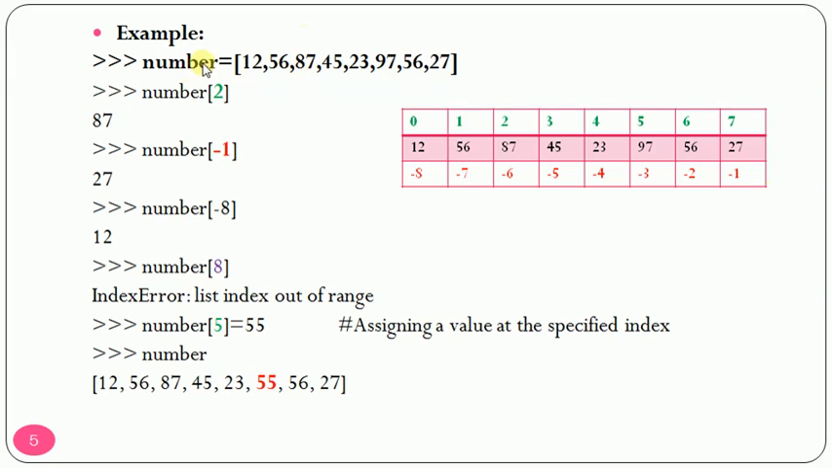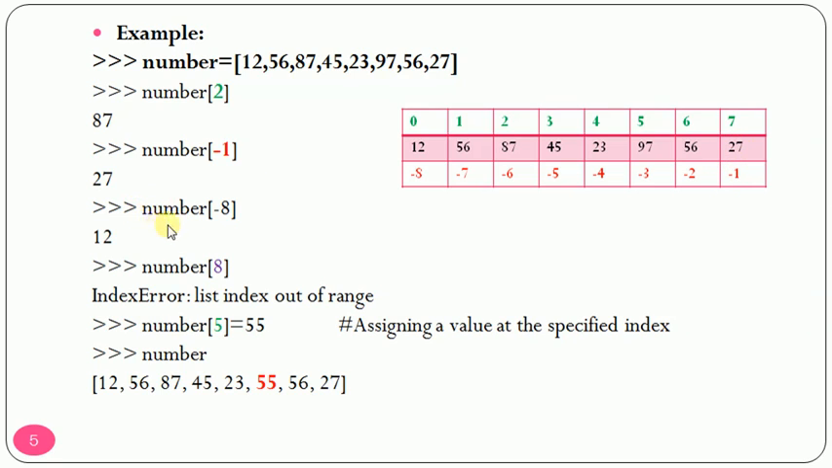Now let's access some elements. num, then within the square bracket I am giving the index 2. So 2 means it's a forward index and it is denoting 87. So the answer will be 87. Now next, num[-1]. It is a backward index. So -1 represents 27. So that will be the answer.